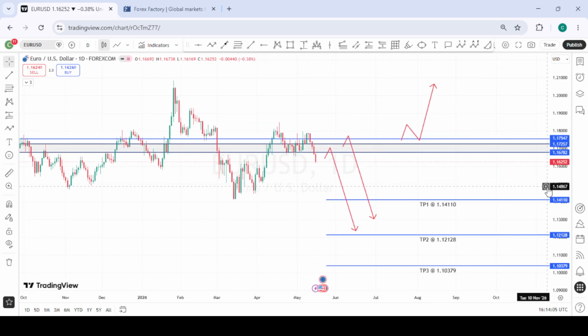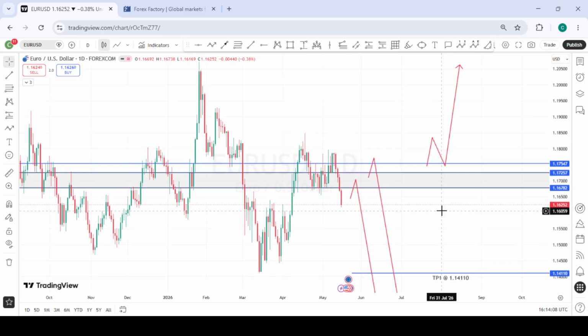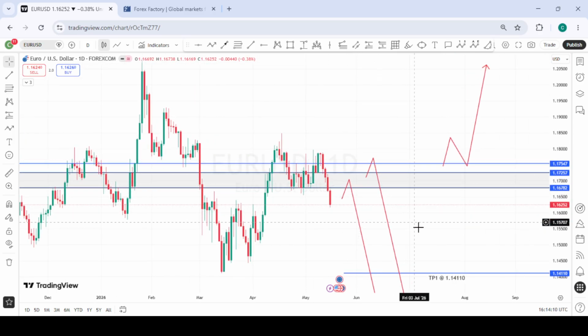So we just wait for a possible pullback to retest these areas of interest and we take our sells from there to the downside.